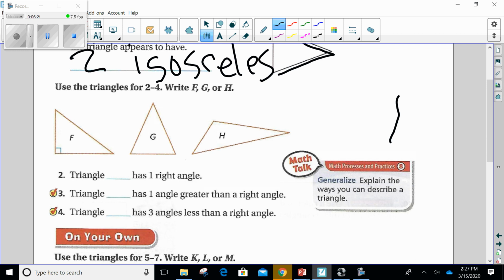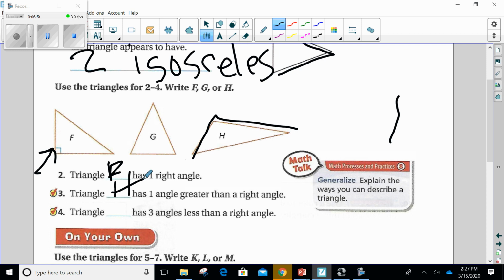So triangle blank has one right angle. Well, it kind of cheats for you. It gives that little square there in the corner. So triangle F has one right angle. G and H do not, okay? Triangle blank has one angle greater than a right angle. Well, right here, that's my obtuse angle, so that's H.